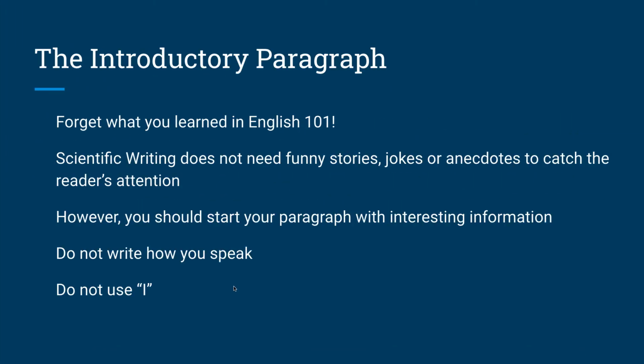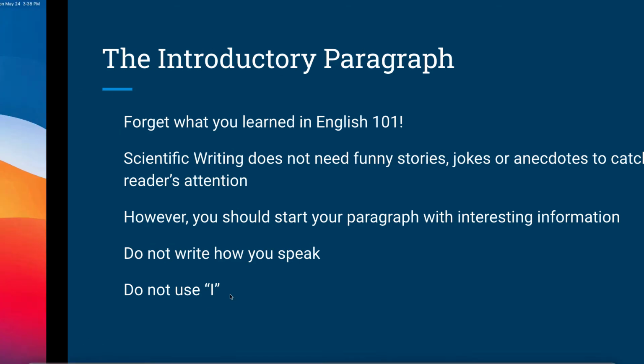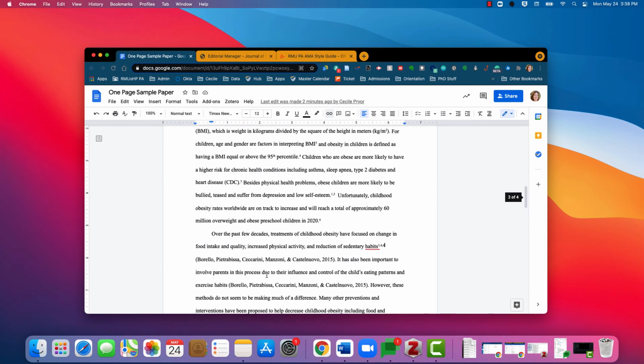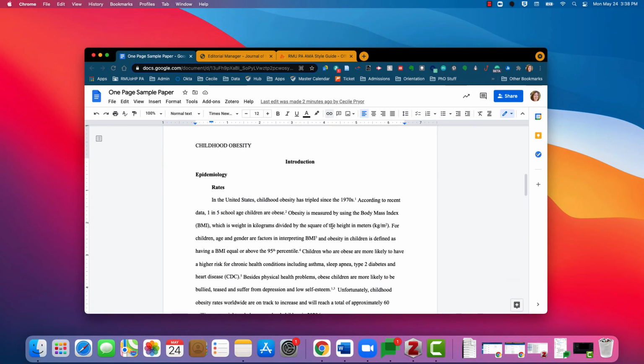Introductory paragraph. Forget what you learned in English 101. I know they sometimes like to tell you to start with a funny story or a joke or an anecdote, but you don't do that in scientific writing. However, you should start your paragraph with some interesting information. Do not write how you speak, and do not use I, which we talked about before. In this paper, I started my paragraph with: United States childhood obesity has tripled since the 1970s. That catches the reader's attention a little bit.